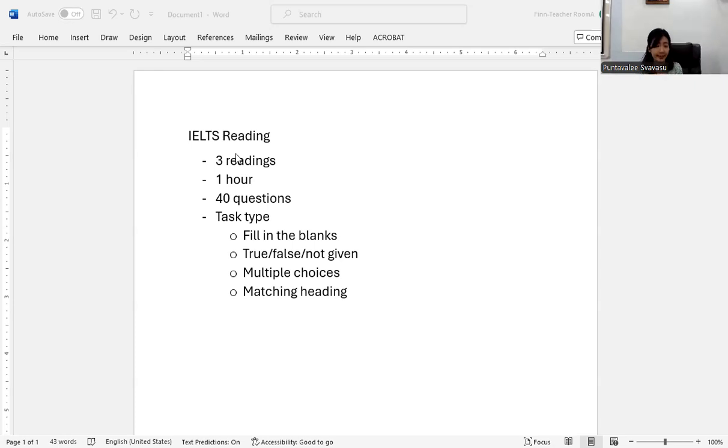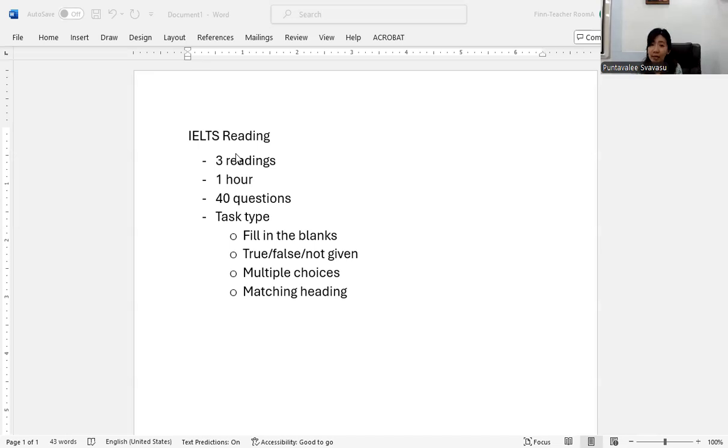The total time that you have for reading is 1 hour, and you have to complete 40 questions. By doing 40 questions when you practice before the test, you can know your level before you go to the test. It depends on the score that you want. If you want 6.5, you should get about 30 out of 40 questions correct. That's the whole point.